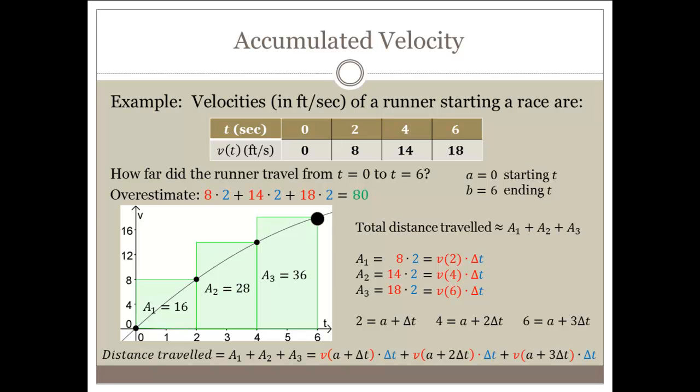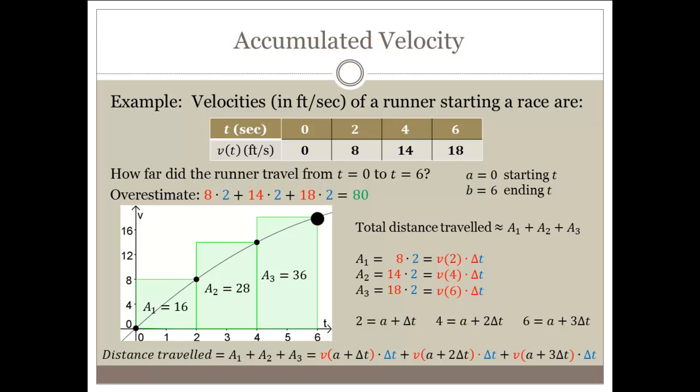The reason that we make this difficult change is that when we look at delta t getting smaller and smaller and smaller to make our approximation better and better, it will be easier if we have our calculation in terms of delta t.